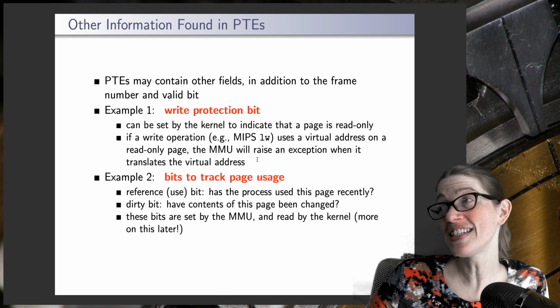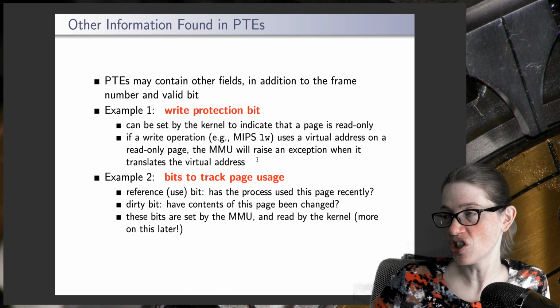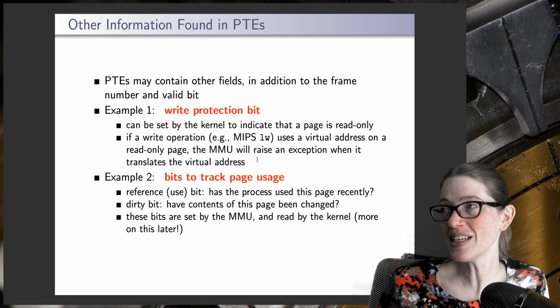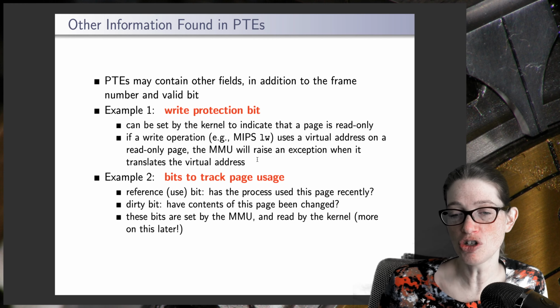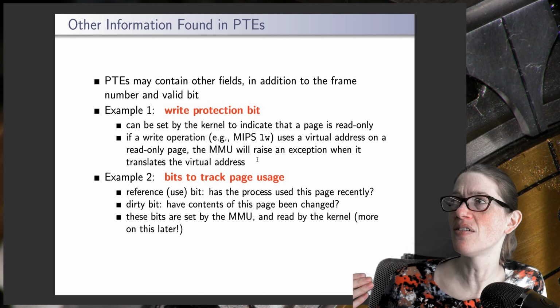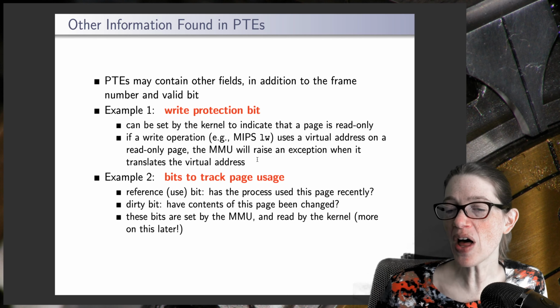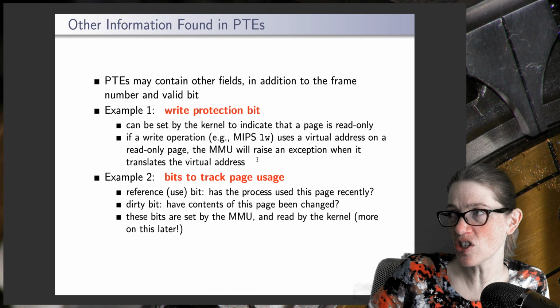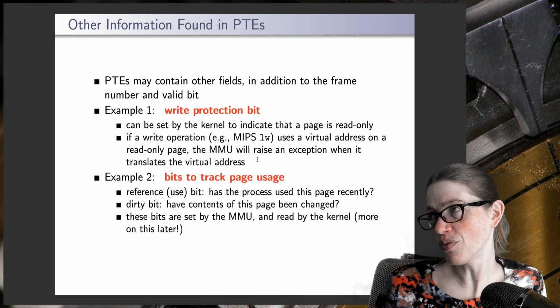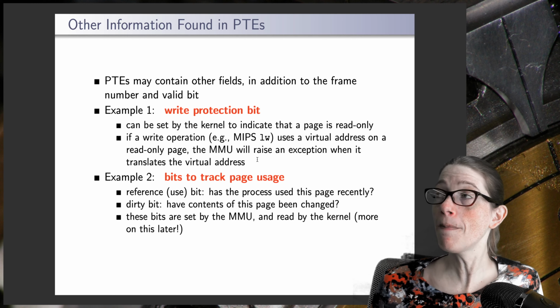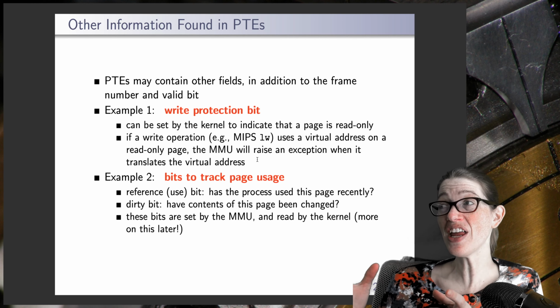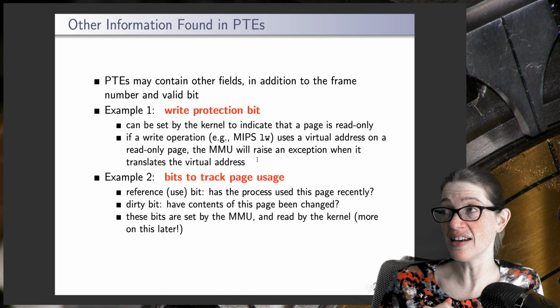Our page table entries need to contain bits for things like write protection. They also, because we want to keep track of usage or whether pages have been written, and this comes into play when we were talking about on-demand paging, we have other bits to track how often pages are used and if they've been written to and so on and so forth.